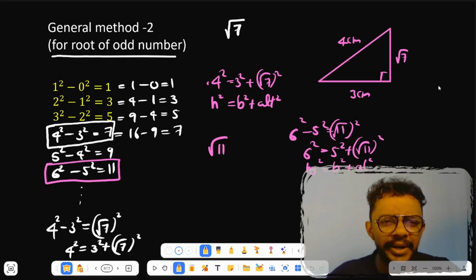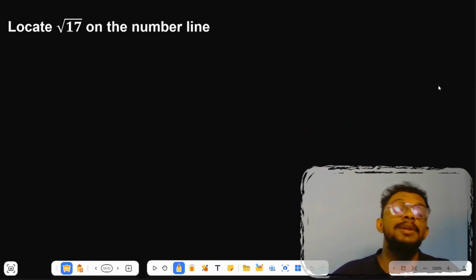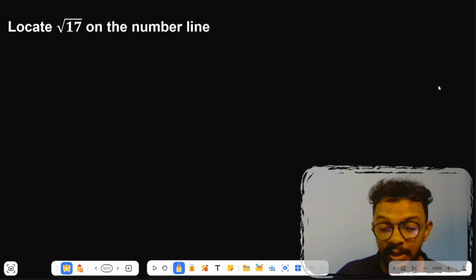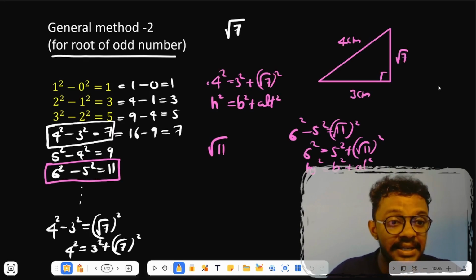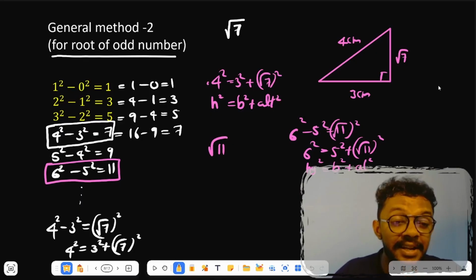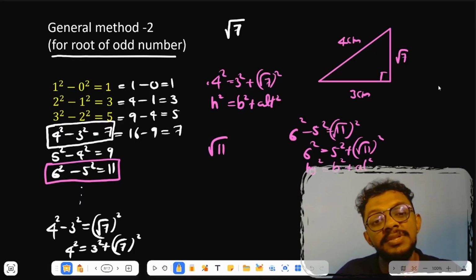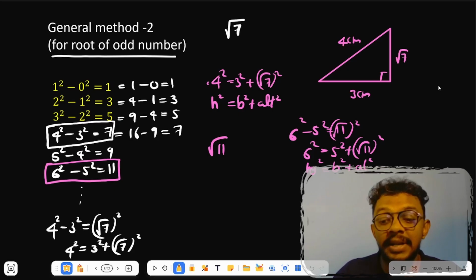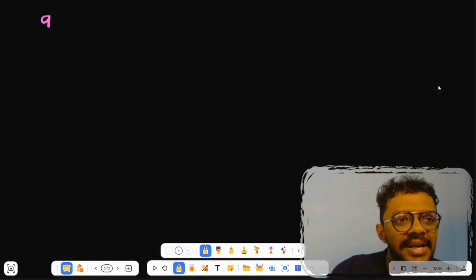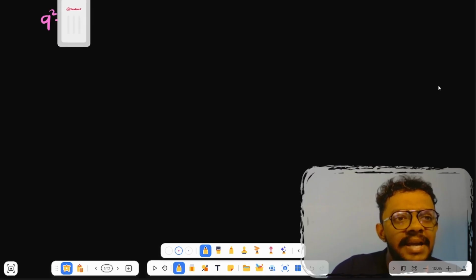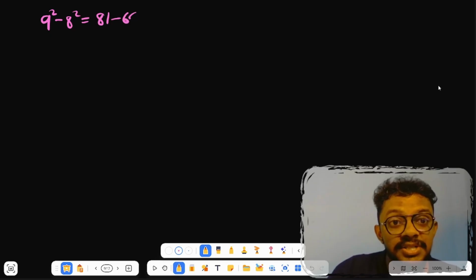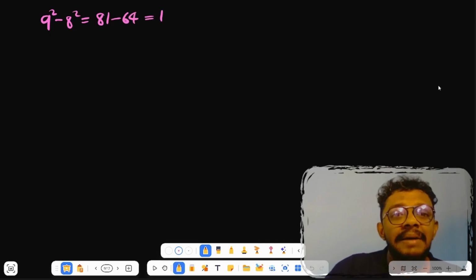Okay. With a proper example, you will understand, I guess. Locate root 17 on the number line. How can I represent root 17 on the number line? Previously, I have the identity 6 square minus 5 square equal to 11. Continue this. I need root 17. 7 square minus 6 square will be 13. 8 square minus 7 square will be 15. What is 9 square minus 8 square? 9 square is 81, 8 square is 64. If I subtract them, I will get 17.